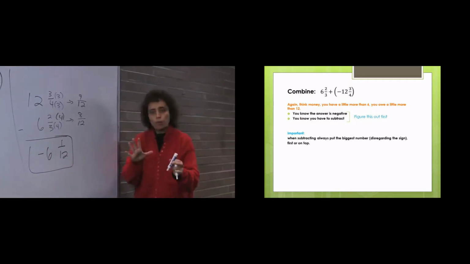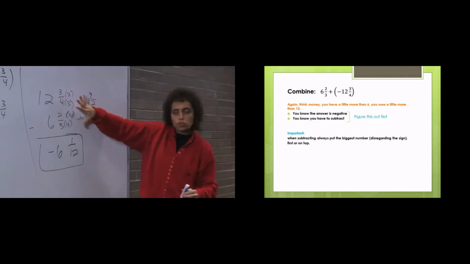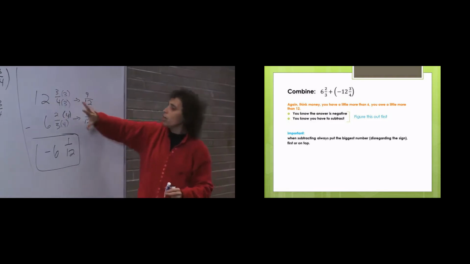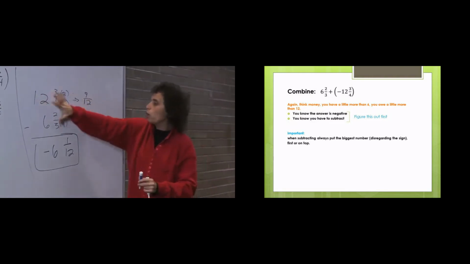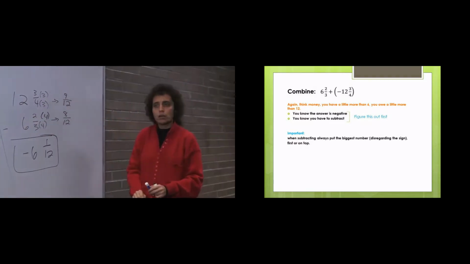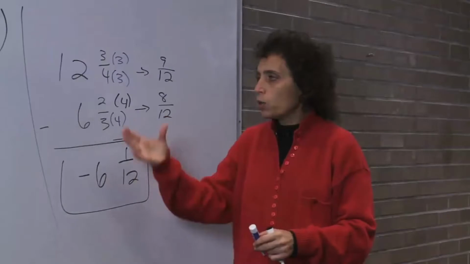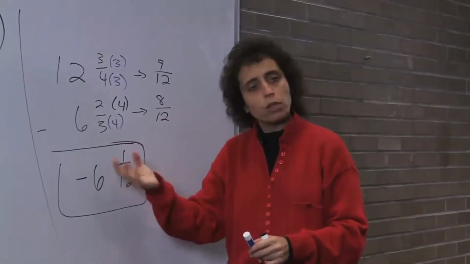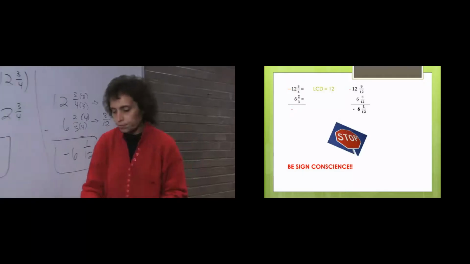Again, the only thing you might want to consider is right here where there's all this work. If this is too much work in your way, you might want to just recopy this and write 12 9 twelfths minus 6 8 twelfths if that's easier for you. Okay, just think about that. Okay, let's do a couple more with signed mixed numbers so we're sure you know what you're doing.